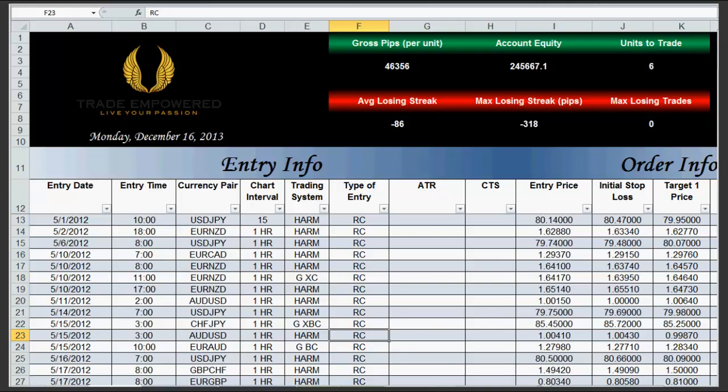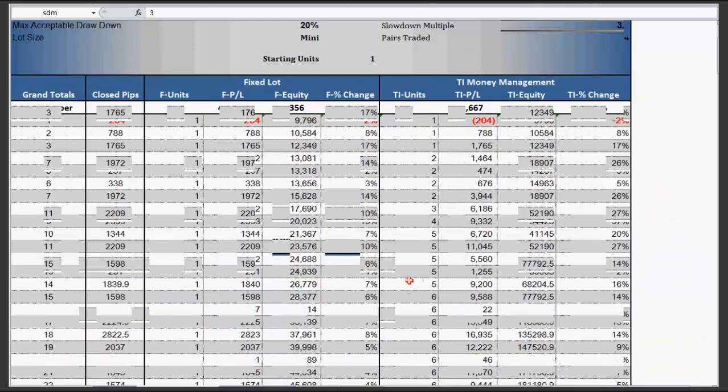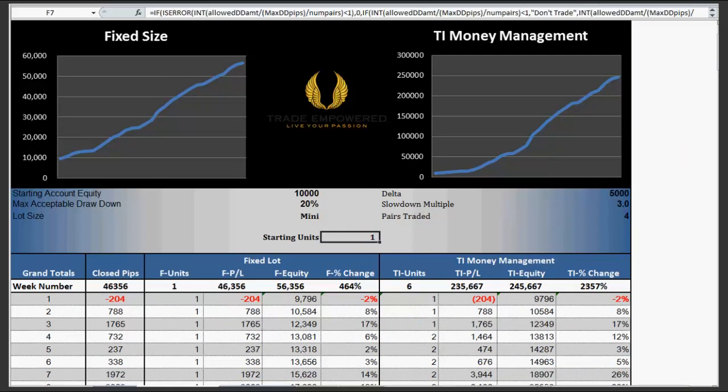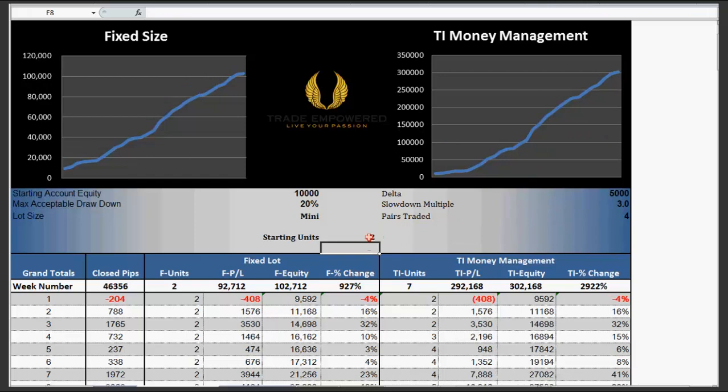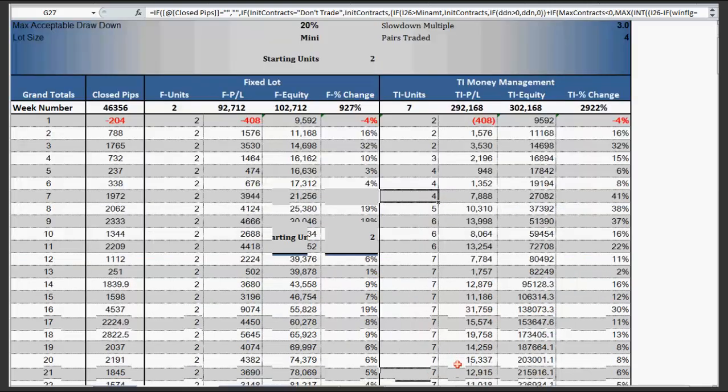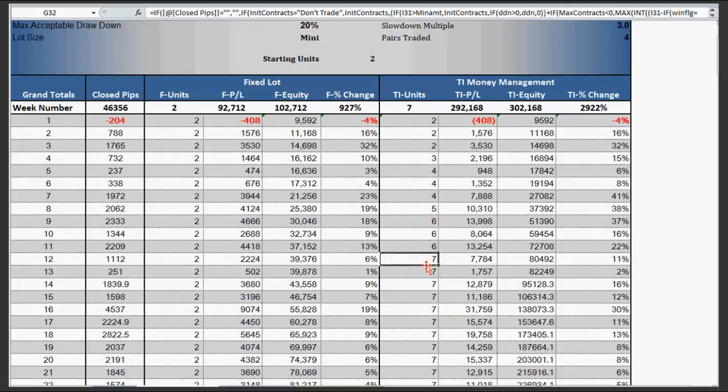So let's go to the money management sheet. Starting units is 1. Let's make our starting units 2 because we're trading 2 mini lots. So here we go: 2 mini lots, 2 mini lots. Now we're trading 3 mini lots. Now we're trading 4, then 5, 6, 7. So you're trading 3 minis, 4 minis, 5 minis, 6 minis, 7 minis. All you're doing is increasing those.